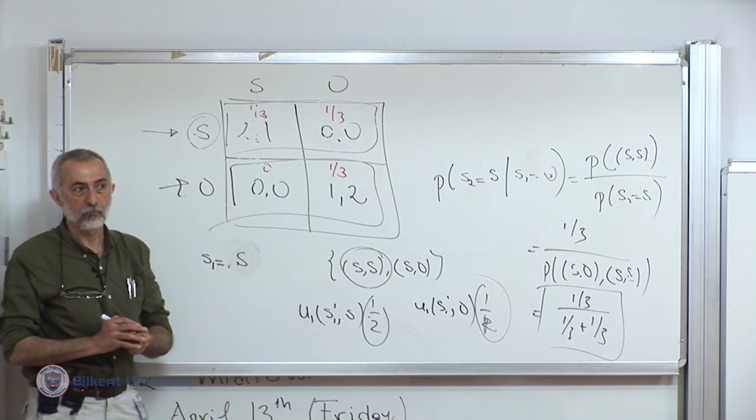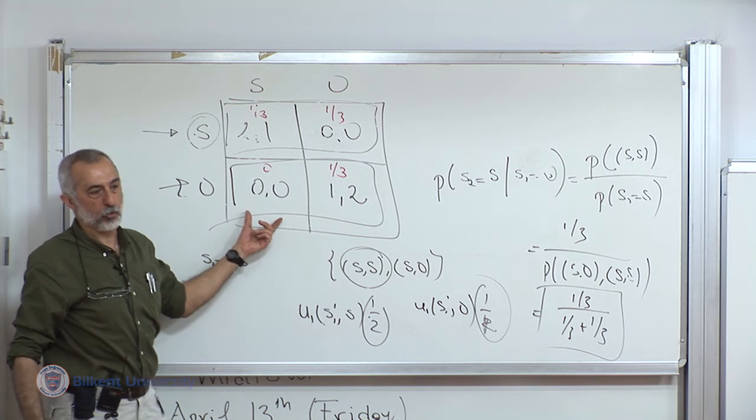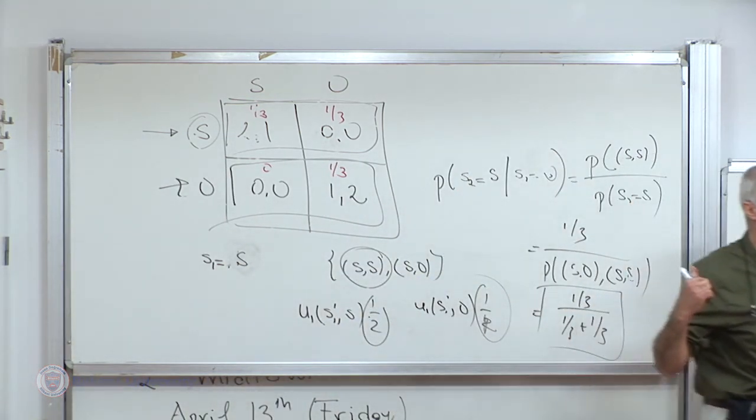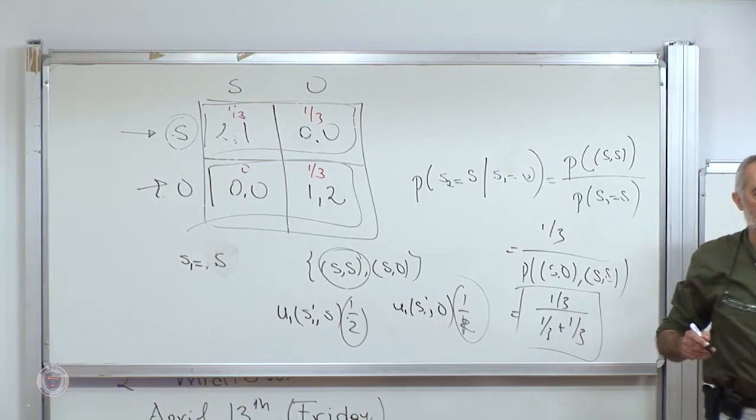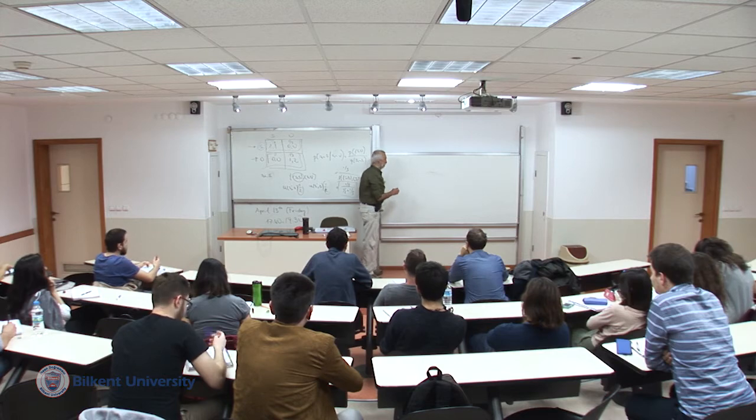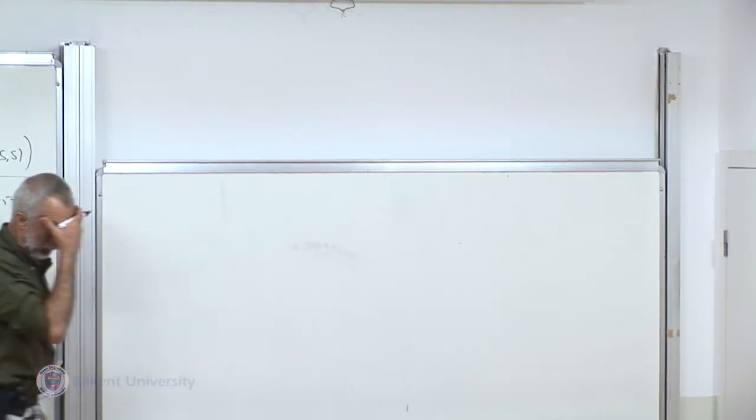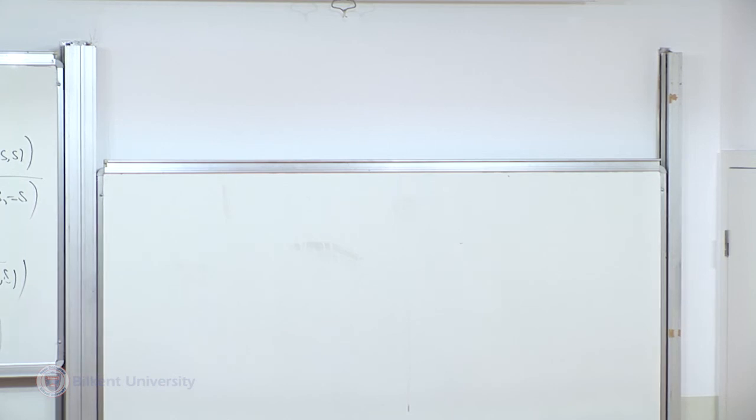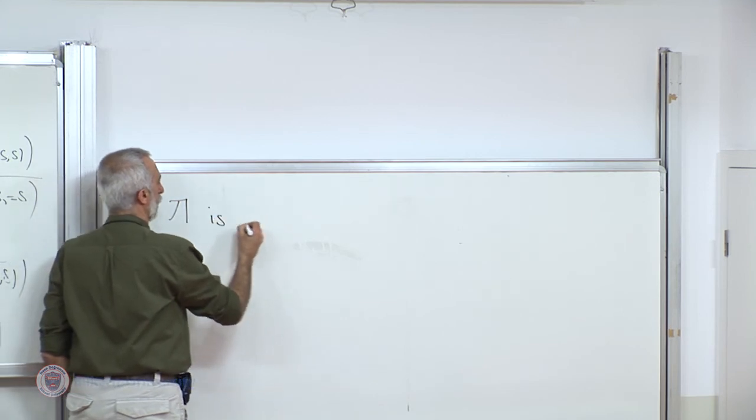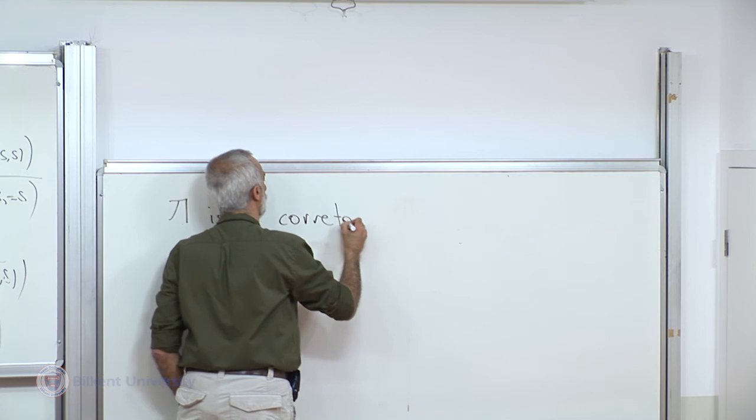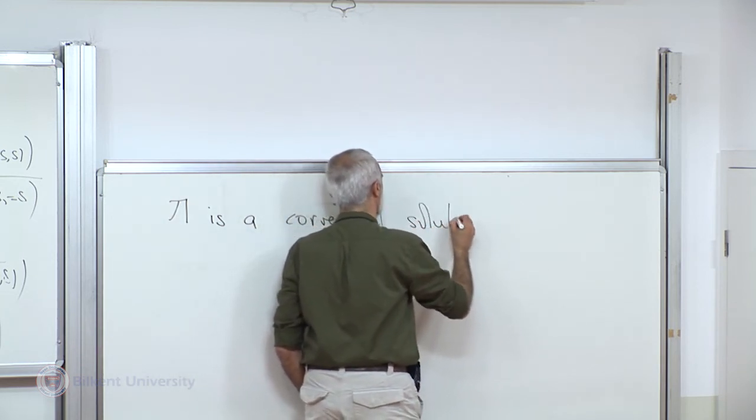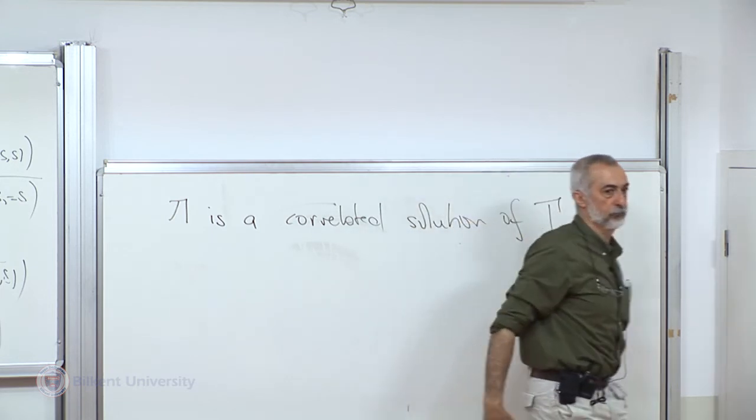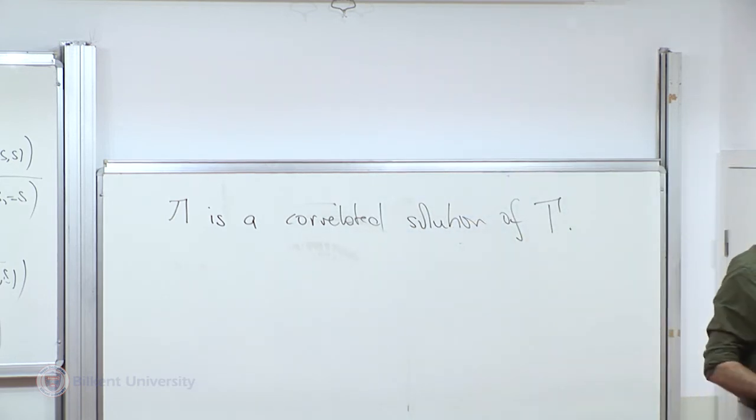So far, so good? So this probability distribution, we do the same exercise for player 2, but the game is symmetric. You can easily see it will yield the same calculation. As a result, we would conclude that the way we will state this is: pi is a correlated solution of gamma. Okay. So far? So good?